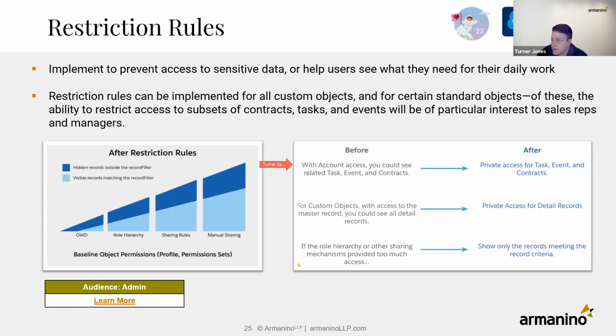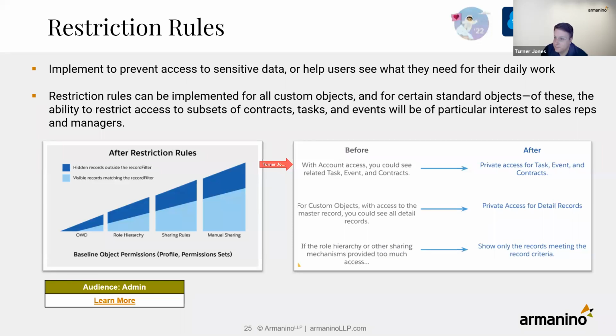The initial function that I think this is going to be really helpful with is restricting access to tasks and events. Currently, on an account or contact, if you have access to that account or contact, you can see all tasks or events, no matter what. That's just how Salesforce works. But after you add a restriction rule, you can actually restrict tasks and events sharing.